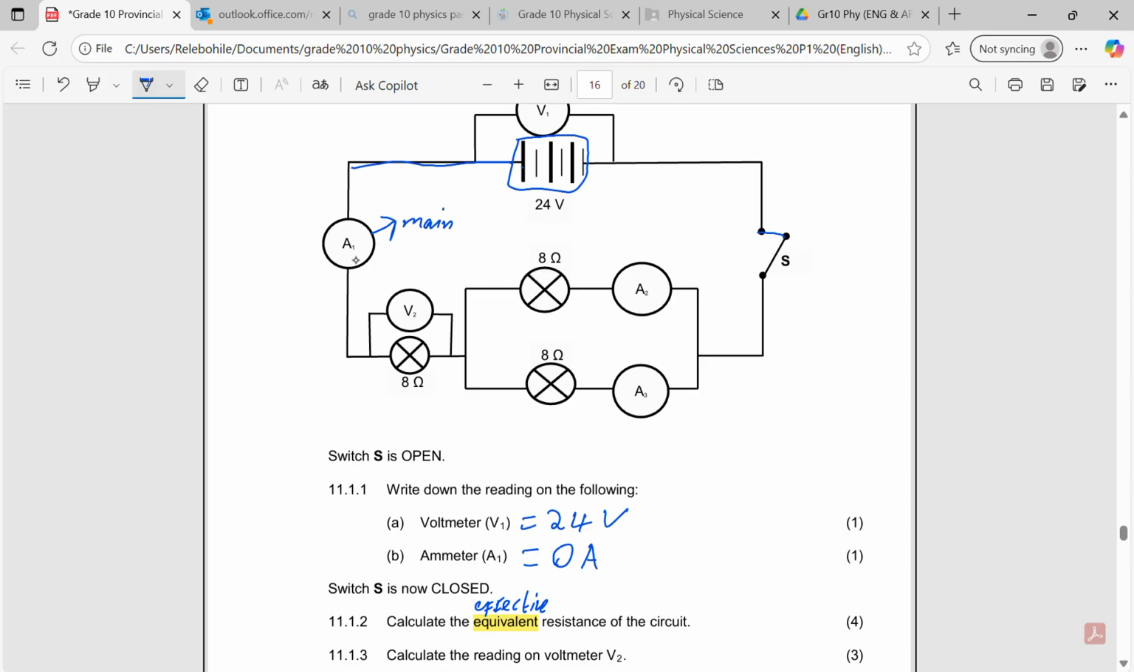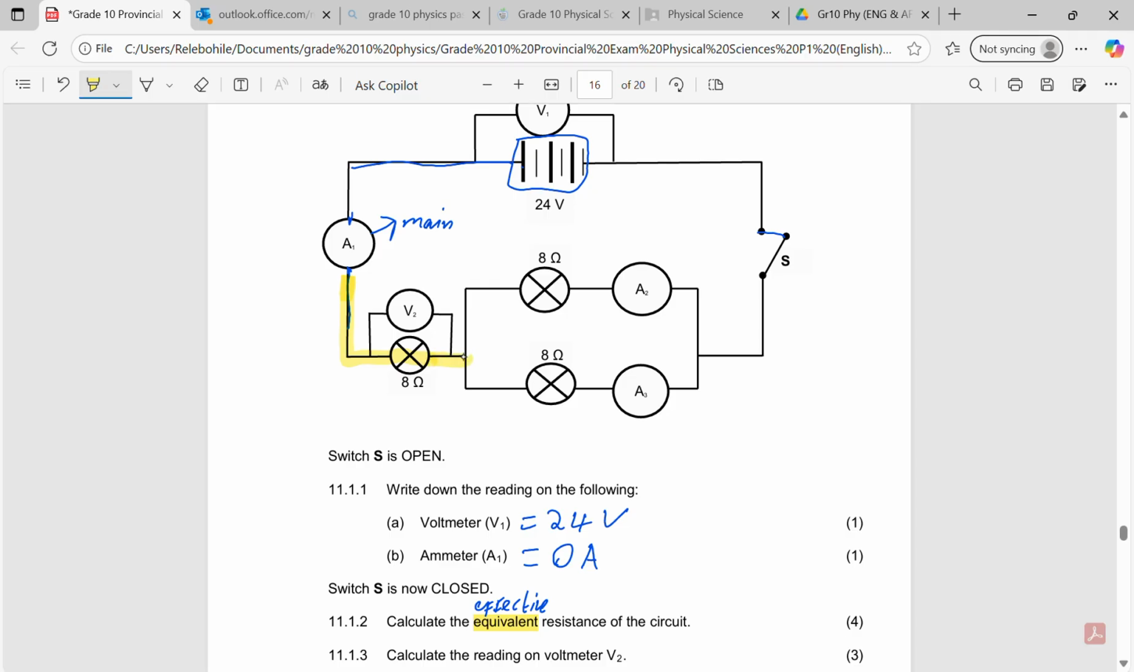Switch S is now closed, so the main current will be distributed from the main ammeter. It will travel into the main ammeter, and then the main ammeter shares that current. I'm just going to show it like this. It will go that way and that way, and get into this first resistor, which is the bulb. Do you see that as my current is flowing, it's not changing direction, it keeps on going in one direction.